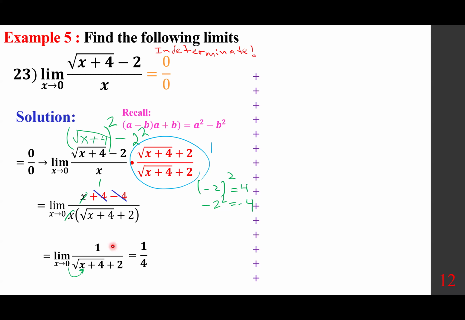So to recap, when you have an indeterminate form, you have to use some algebraic technique to get rid of the 0 in the denominator.